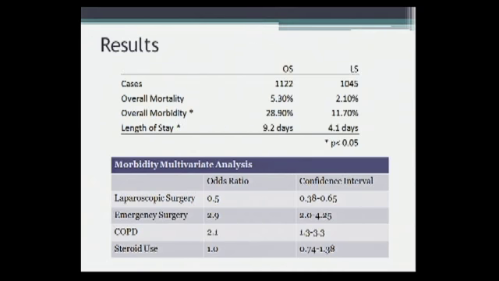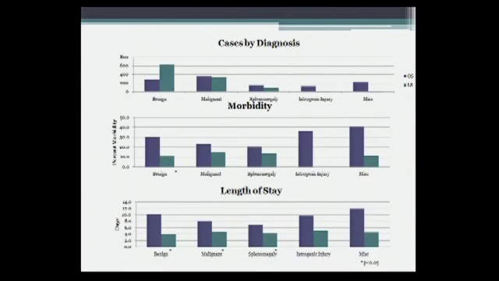And at the bottom graph, our table, you actually see one of our multivariate analyses concerning morbidity. So you could basically see the laparoscopic surgery had an odds ratio of 0.5 for morbidity in comparison to open. Also, emergency surgery was associated with almost a threefold risk of morbidity. And if you look at the very bottom there, steroid use actually did not have any difference in terms of morbidity prediction.